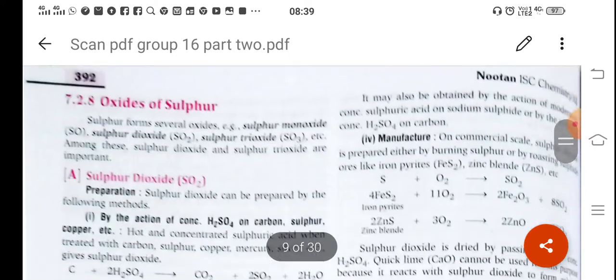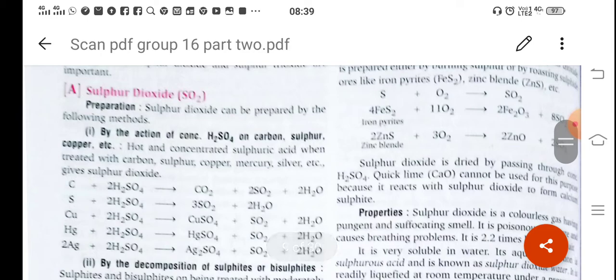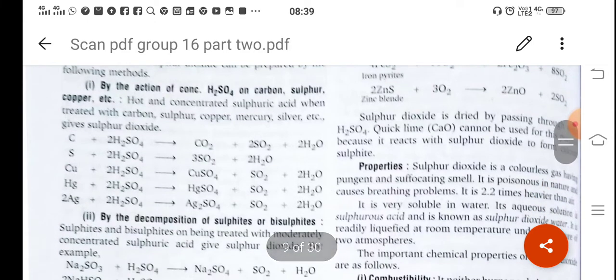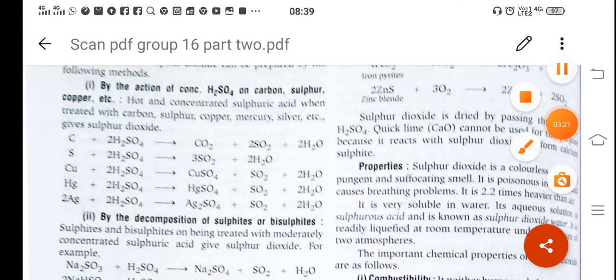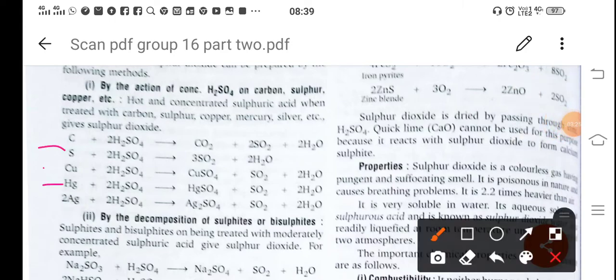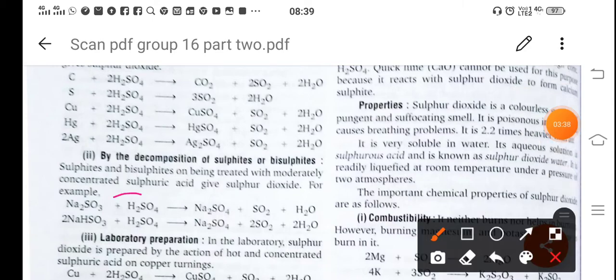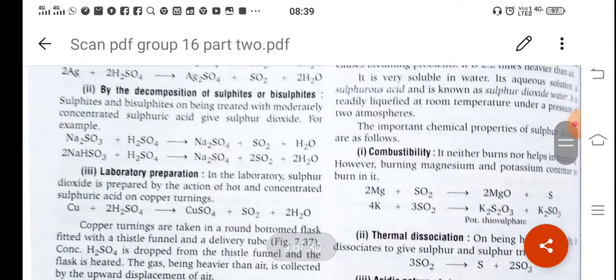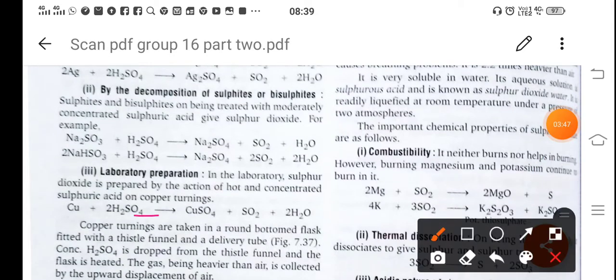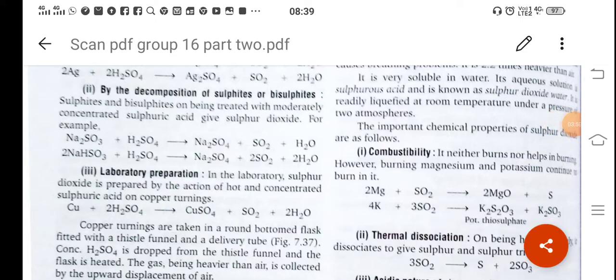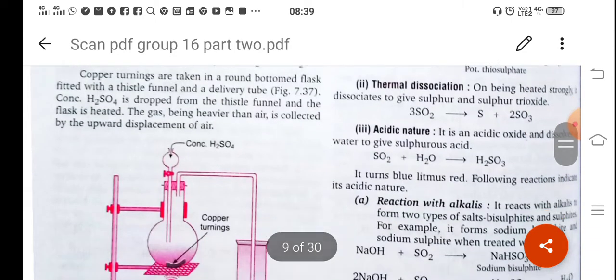Now coming to the oxides of sulfur. The very first oxide of sulfur, the element of group 16, is sulfur dioxide, and sulfur dioxide can be easily prepared by the reaction of sulfuric acid with non-metals. It forms the respective non-metal oxide, and as a byproduct SO2 is released along with water. The decomposition of sulfides and bisulfides can also release SO2 when they react with H2SO4. Lab preparation can also be done by the reaction of copper with concentrated sulfuric acid, which releases SO2 gas. So it can be easily prepared in the atmosphere and in the lab.